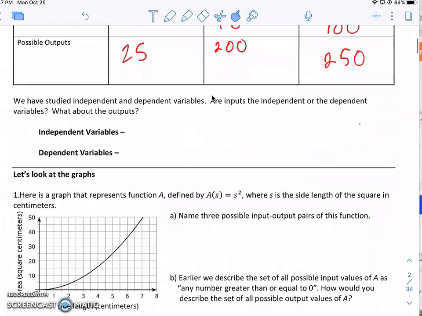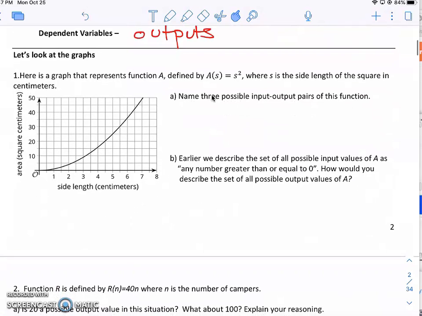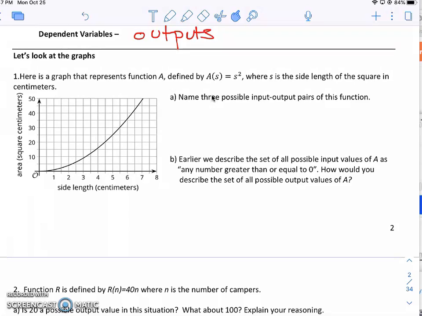So then we started talking about independent and dependent variables. We said independents are our inputs. Dependents are our outputs. So then we started to take a look at that first one. Here is the area equals sides squared. So we said inputs and outputs, and we made a table.